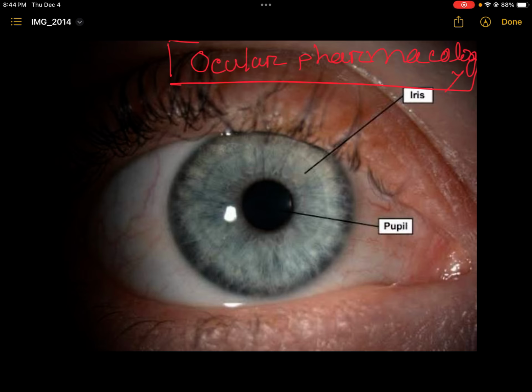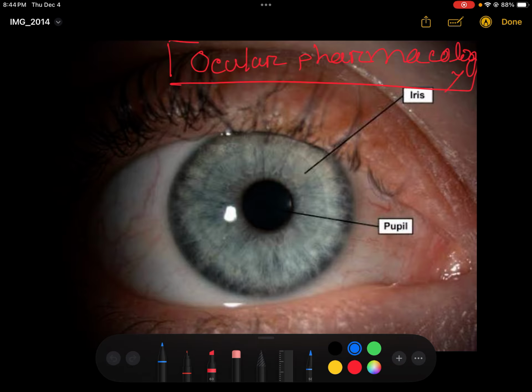Ocular pharmacology, mydriatics. Definition of mydriatics: the drugs which cause dilatation of the pupil. Classification: mydriatics are classified into two types, parasympathetic and sympathetic.